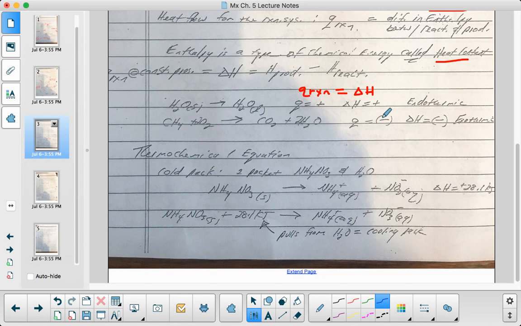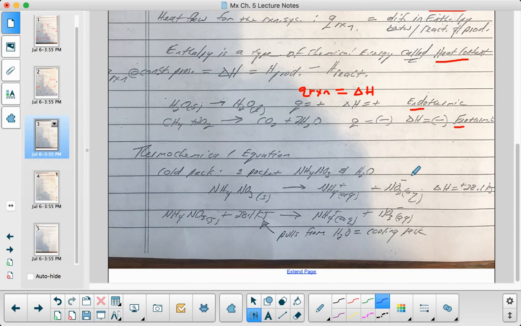It's endothermic. And then conversely, if I took methane, burned it in oxygen, I'm going to release energy in that process. The Q would calculate out to be a negative value. Therefore, the delta H is also negative, and this would be an exothermic process. So, again, describing the difference between exo and endothermic.